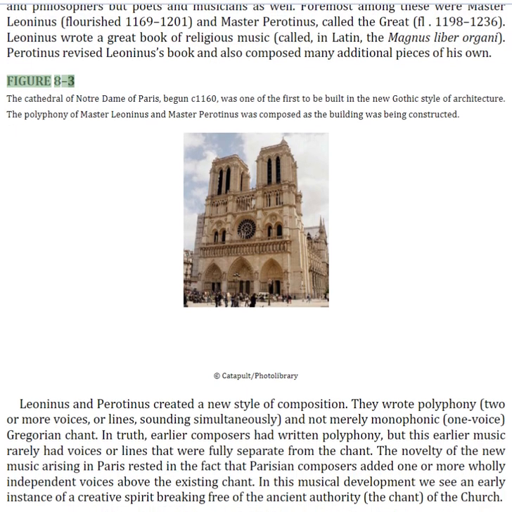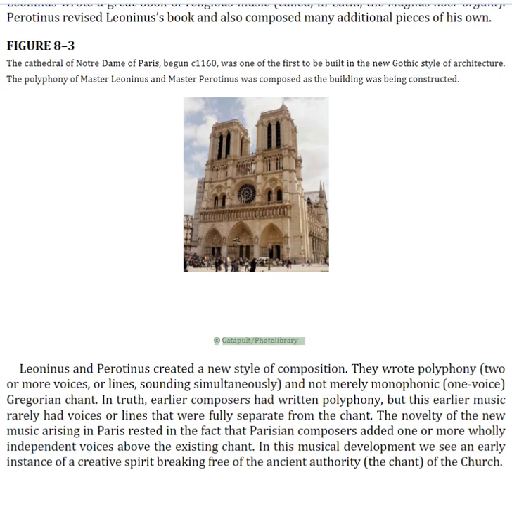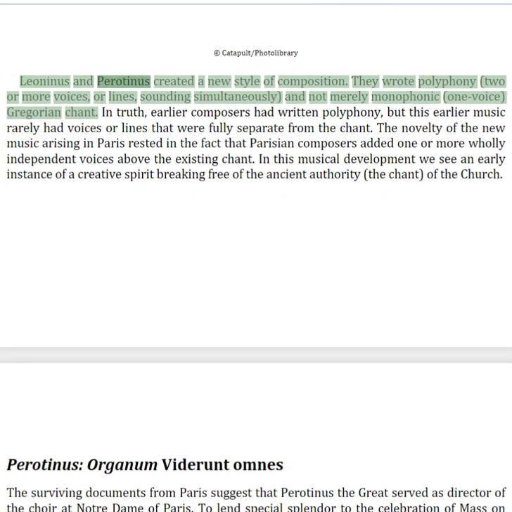Figure 8.3. The Cathedral of Notre Dame of Paris, begun c. 1160, was one of the first to be built in the new Gothic style of architecture. The polyphony of Master Leoninus and Master Perotinus was composed as the building was being constructed. Leoninus and Perotinus created a new style of composition.